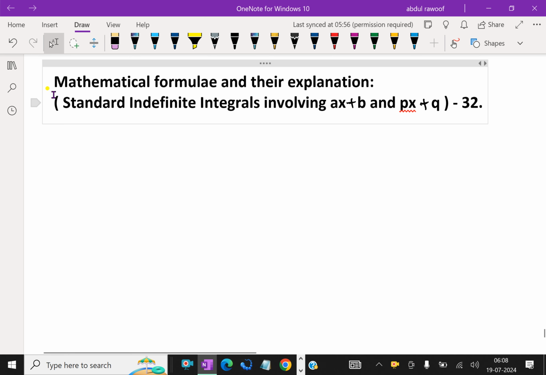Welcome to AminAcademy.com. In mathematical formulae, under their explanation, let us discuss formulas of standard indefinite integrals involving ax plus b and px plus q. That is, two linear factors.